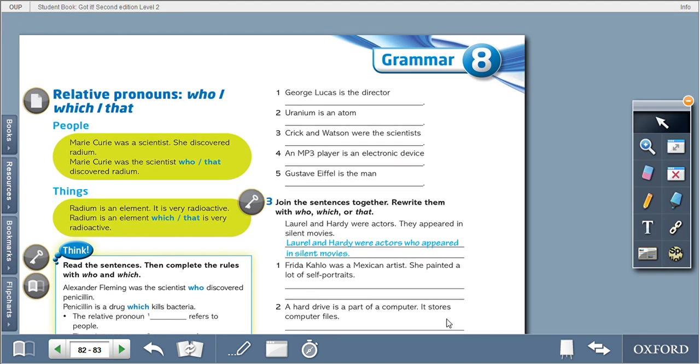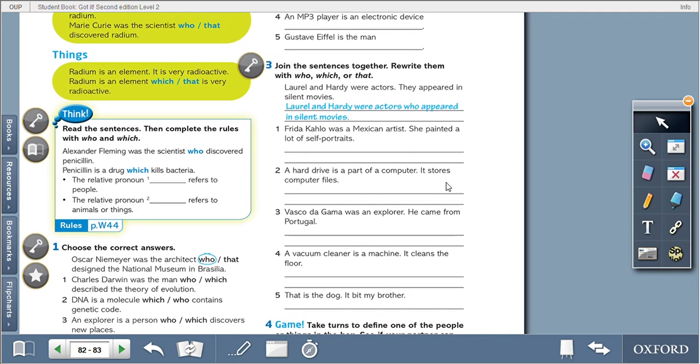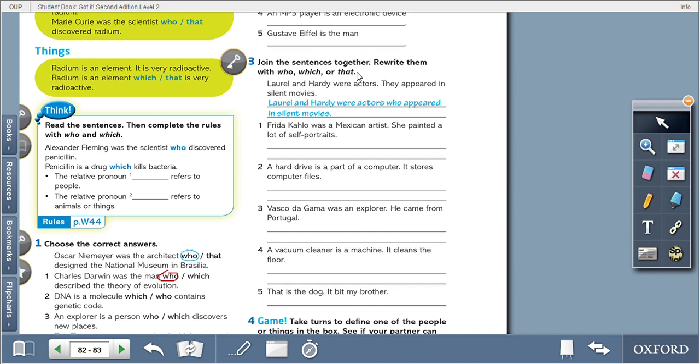And here we have activity number 3. You are going to join the sentences together and rewrite them with who, which, or that. We have Laurel and Hardy were actors. They appeared in silent movies. And then we're going to change this original sentence and we're going to add who. Laurel and Hardy were actors who appeared in silent movies. Okay, do you see the difference? We are talking about Laurel and Hardy, two men, of course, so we're gonna use who because we are talking about people. Okay?